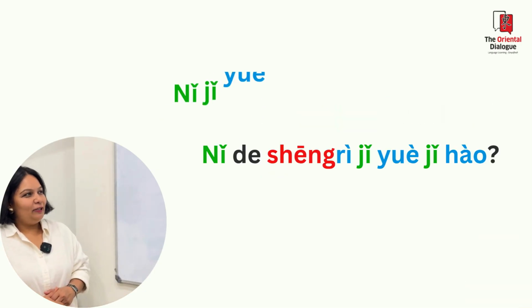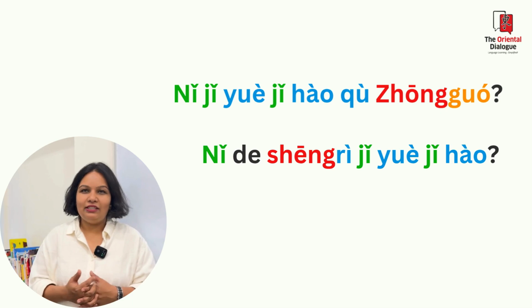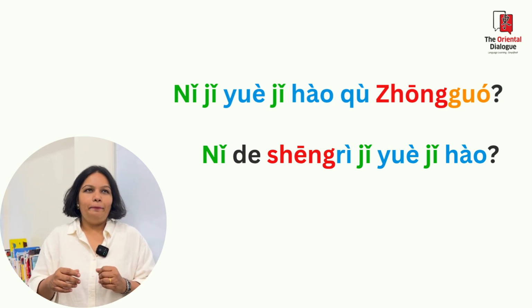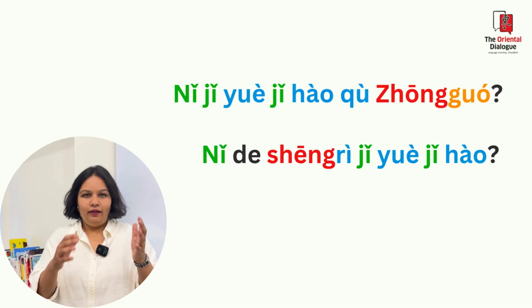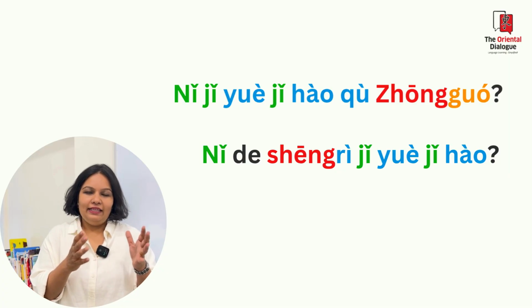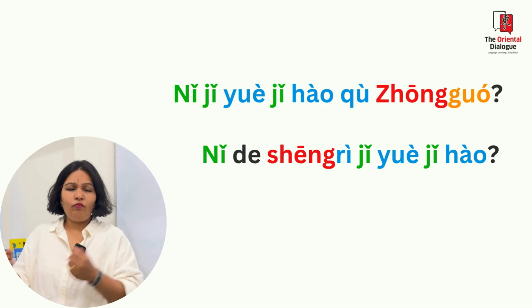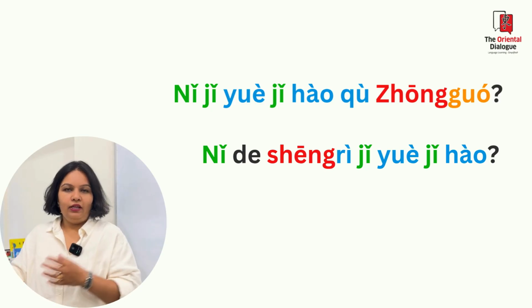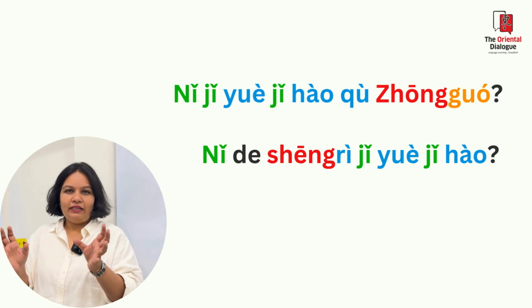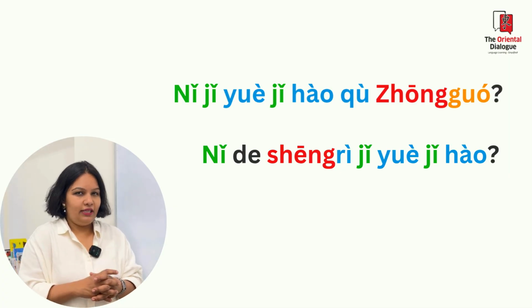Now, how do you use these time phrases? Okay, this 七月七号. When you're asking, I can say 你七月七号去中国 or 你的生日几月几号. So the time phrase can come either after the subject or before the subject.